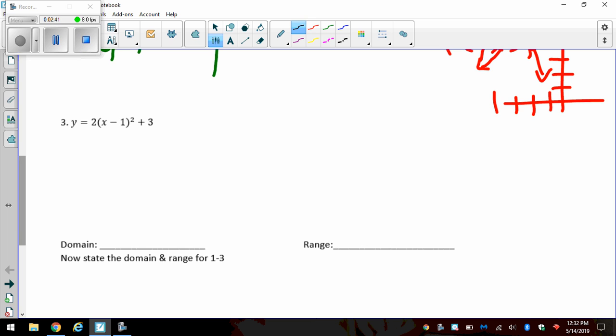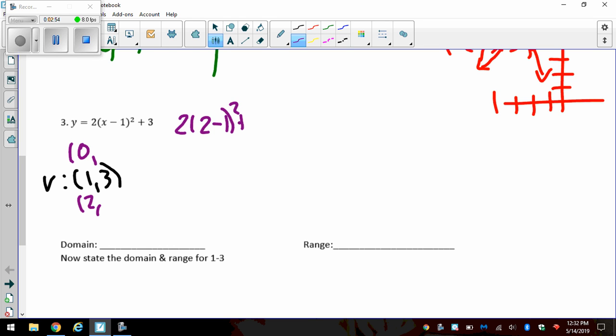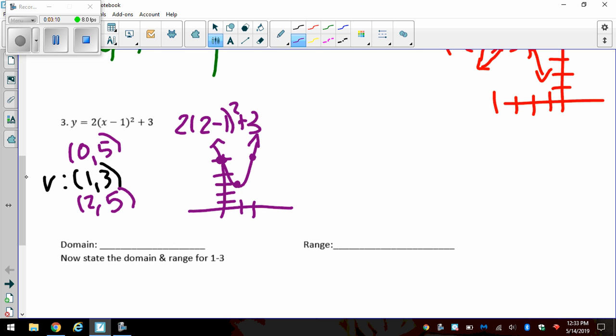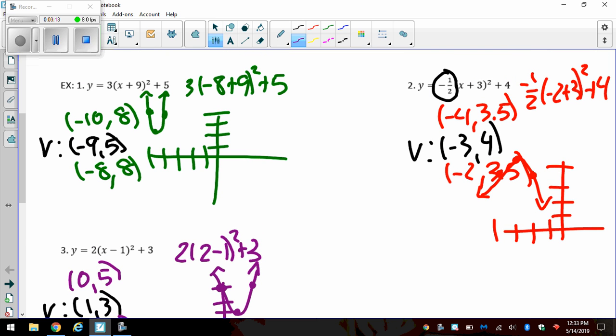So let's have one more example here. This one, my vertex is going to be 1, 3, the number opposite of the inside. A number bigger and smaller, so 0 and 2. Plug those into the actual equation there, 2 minus 1 squared, plus 3. That's going to give me out a 5 either side. Plot all those dots, and that should be your solution. 1, 2, 3, 4, 5. And there's my parabola. Also, I want you to notice that this one right here is a lot skinnier. This one opens wider, and it's because of the 1/2 out in front versus the 3 being out in front.